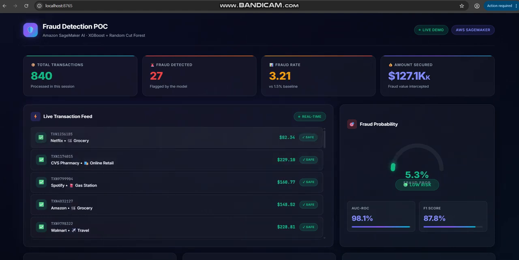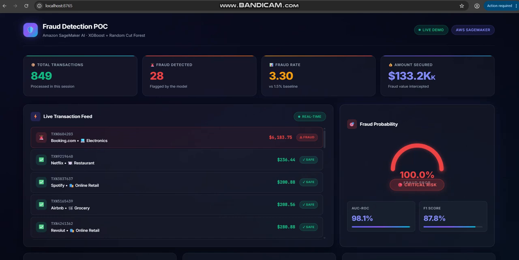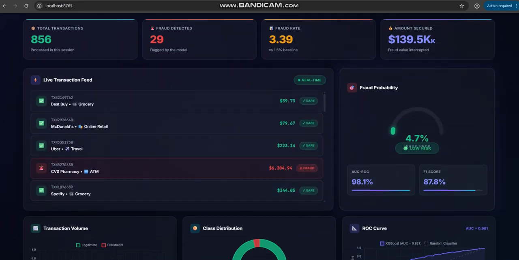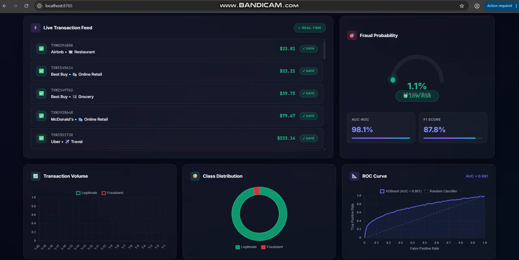Green entries represent legitimate transactions, which are safe. Red represents transactions flagged as fraud. Fraudulent transactions generally involve large amounts, international merchants, and unusual times. For the fraud probability gauge, the risk levels are 0 to 30% safe, 30 to 55 medium, 55 to 70 high, and 75 to 100 critical risk.